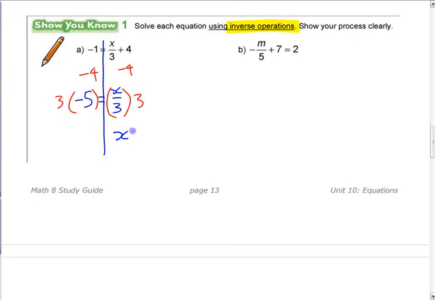You're left with just x. That cancels out. And you're left with minus 15.